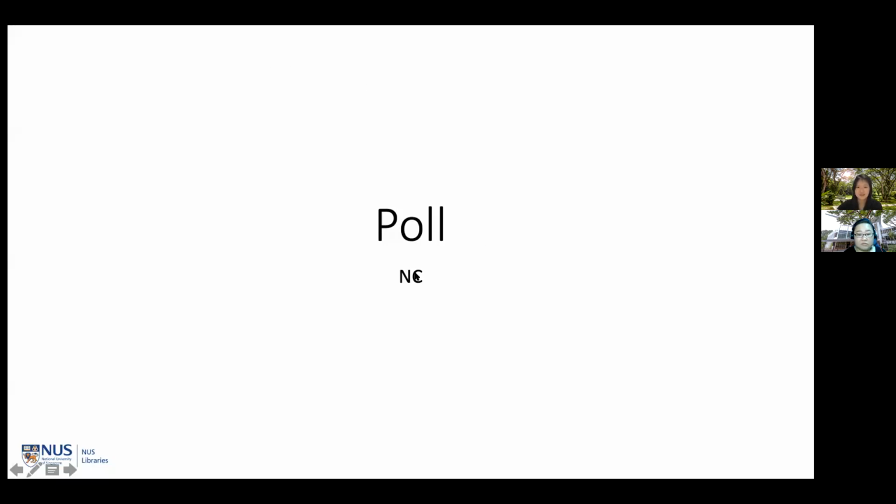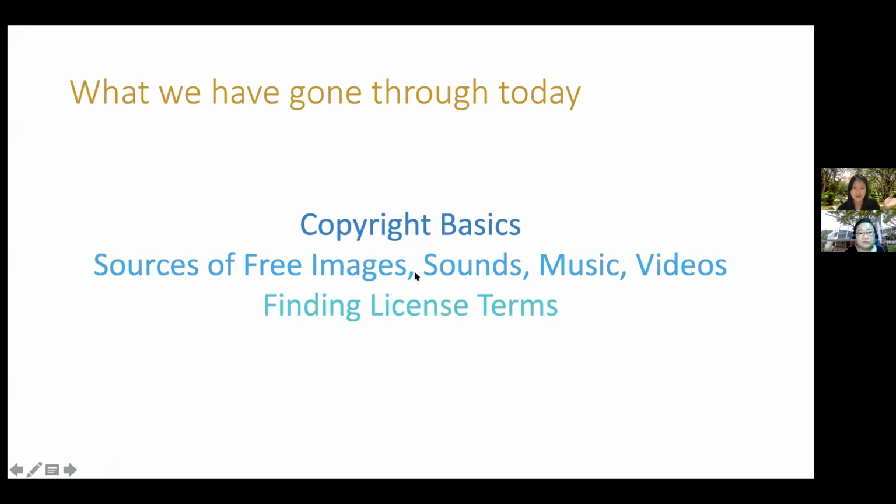Okay, just to recap, we have gone through today some basic principles of copyright as applied to images, and some sources of free images, sounds, music, and videos in the library guide that we shared, and then how to find out what kind of licensing terms apply and what uses you can use these free images for. And we've also gone through Creative Commons and all the little abbreviations, how to interpret these so that you can use all this media and these contents appropriately.